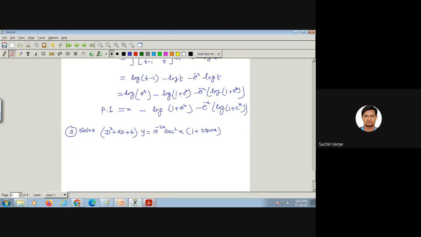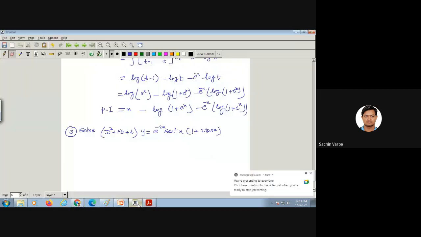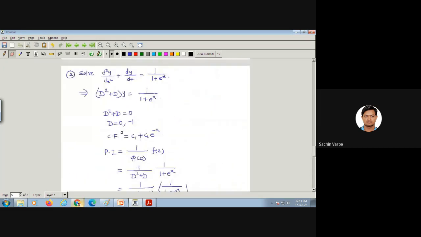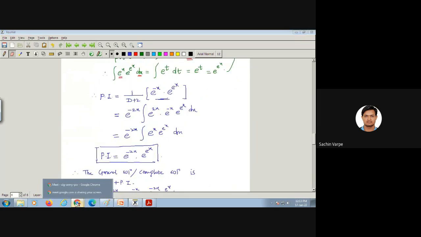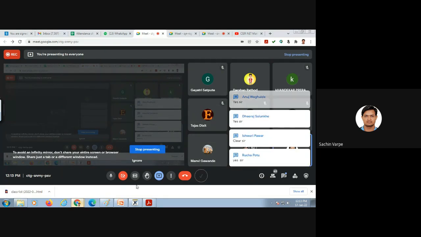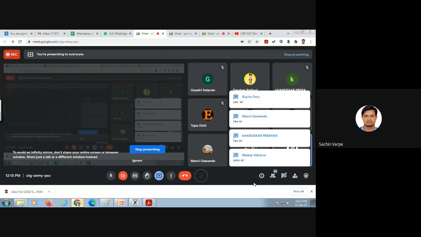Okay, is this clear? Any doubt, any question? Everyone, please drop your replies in the chat box. Clear to everyone? The general method and its use to find the particular integral. Everyone, please do reply.